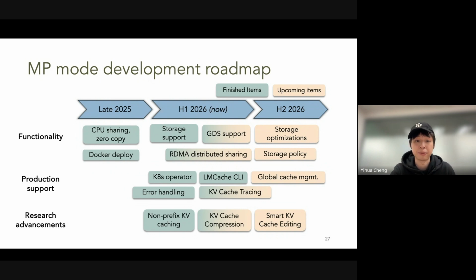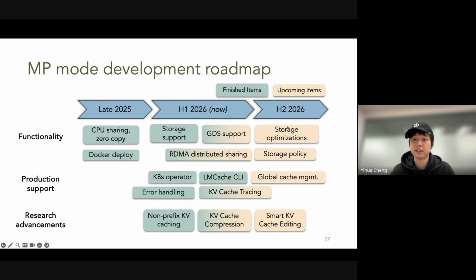into LMCache MP mode. And also, regarding research advancements, probably some of you already know we have this CacheBlend, which enables non-prefix KV caching, so that you can reuse the KV cache not only for the prefix, but also for non-prefix. And for the upcoming items, we are actively working on this RDMA distributed sharing. We're also working on GDS support.